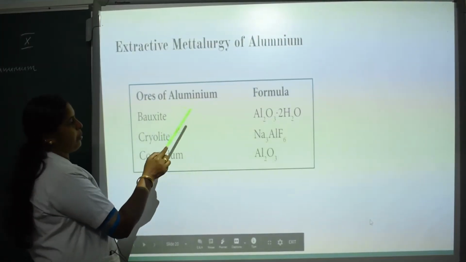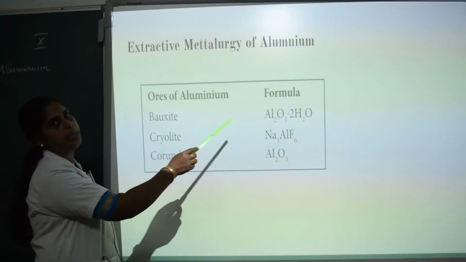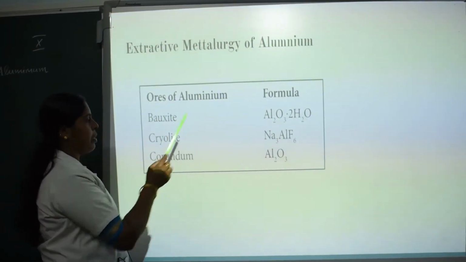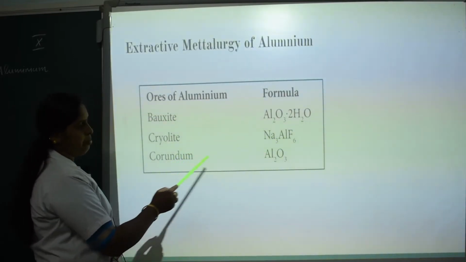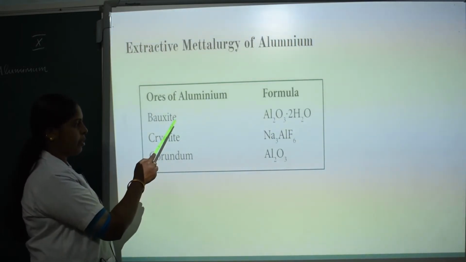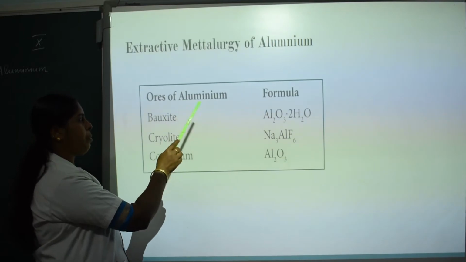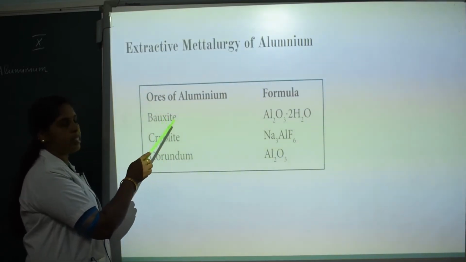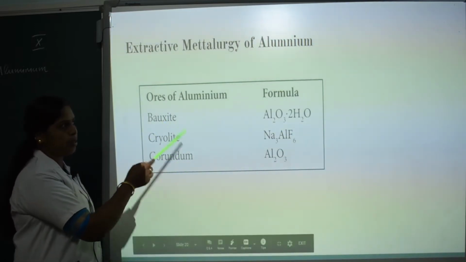There are three ores of aluminium. First one, bauxite, Al2O3.H2O; cryolite, Na3AlF6; and corundum, Al2O3. They are bauxite, cryolite and corundum, but commonly aluminium is extracted from its bauxite ore. The extraction of aluminium is carried out from bauxite ore.